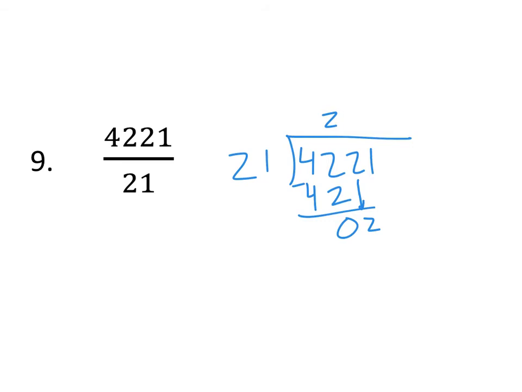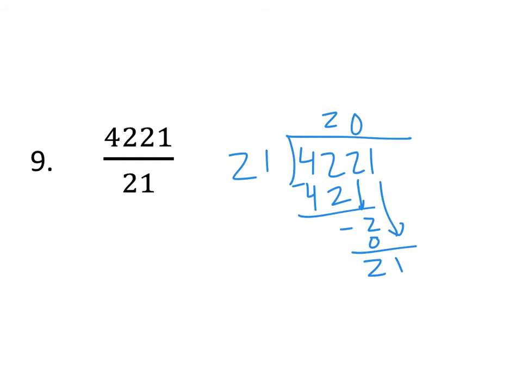How many times does 21 go into 2, or 02, which is just 2? It doesn't at all. So we have to put something down. We put a 0 above that second digit. And then 21 times 0 is 0. We subtract and we get 2. Bring down the 1.